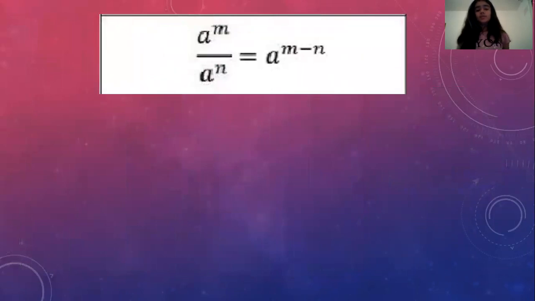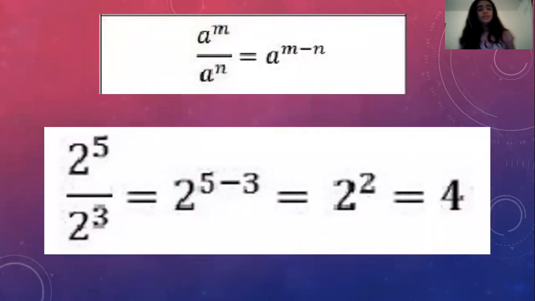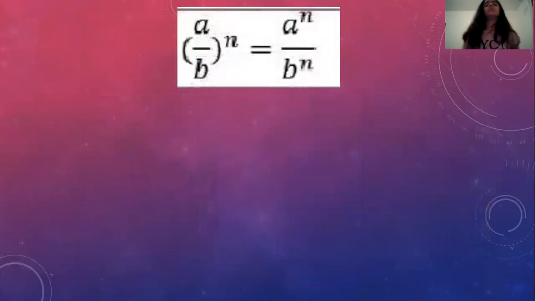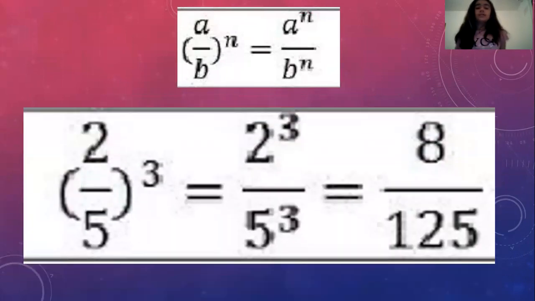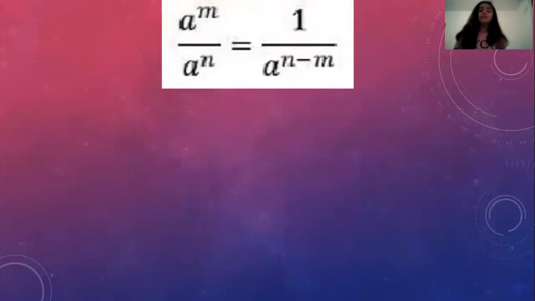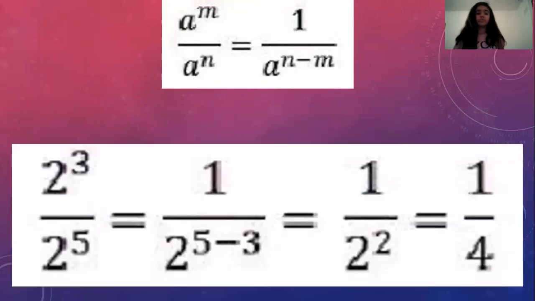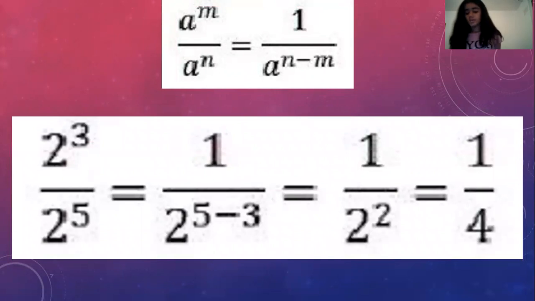So our first formula's example. 2 to the fifth power divided by 2 to the third power. We write as 2 to the 5 minus third power, which will be 2 to the second power and equals 4. Next formula. So here's an example, and I mean 2 to the third power is 8 and 5 to the third power is 125. So here's the last formula. Example is here. So voila.